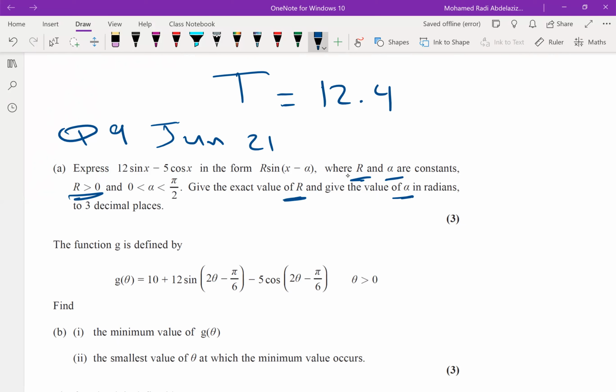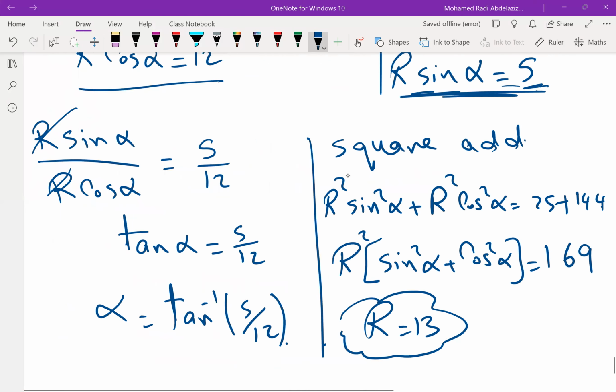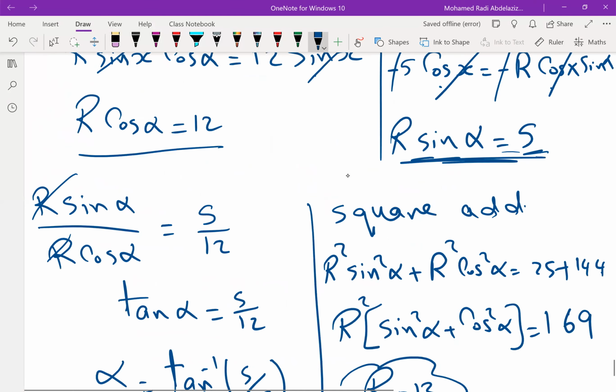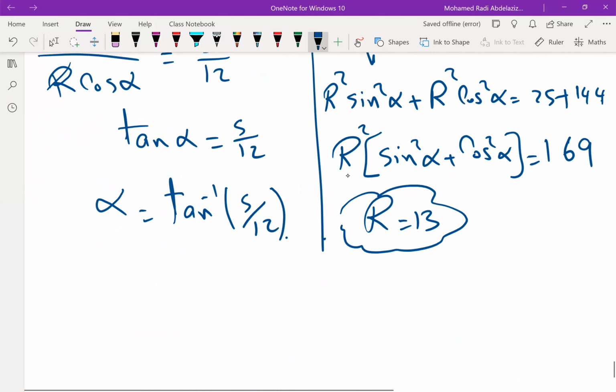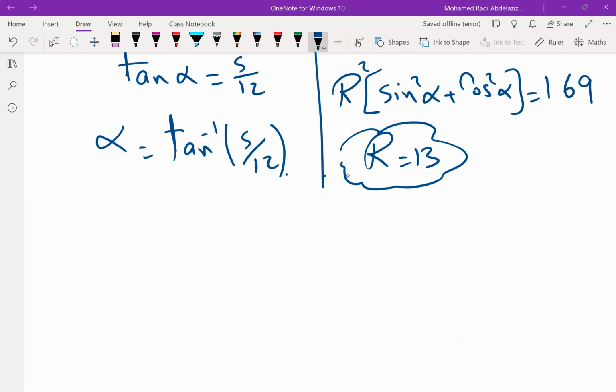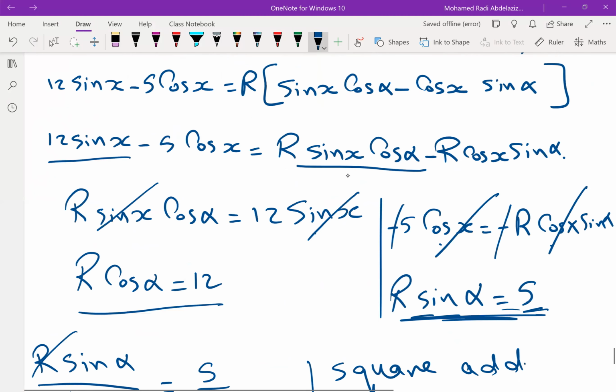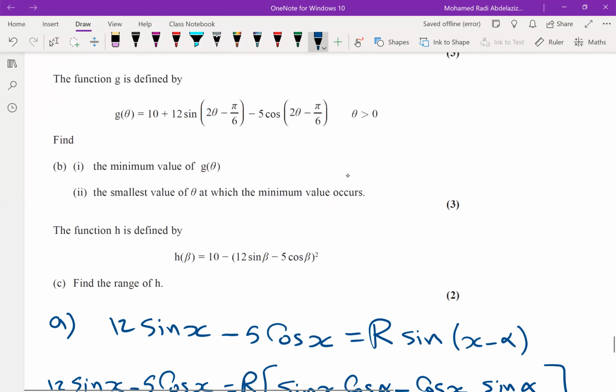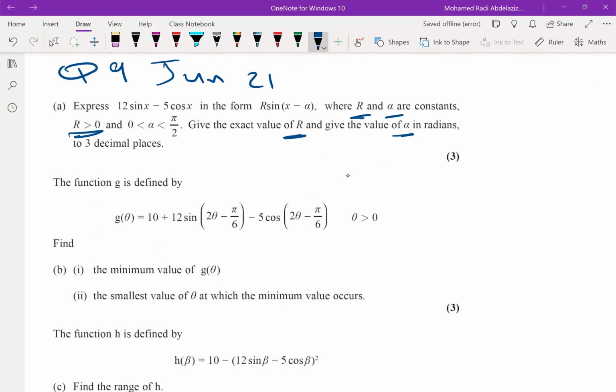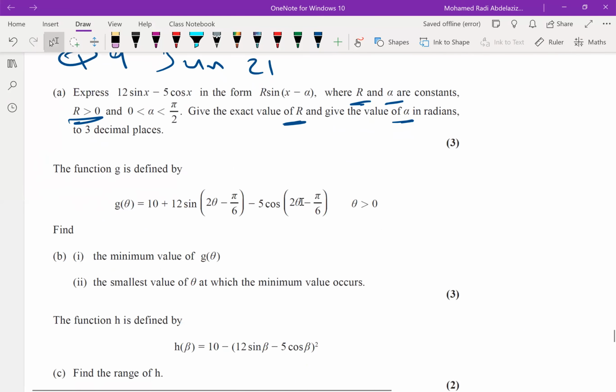Give your answer for alpha in radians corrected to 3 significant figures or 3 decimal places. We'll use shift tan for 5 over 12 and write your answer 0.395. This is part A, to get the value of r and alpha.